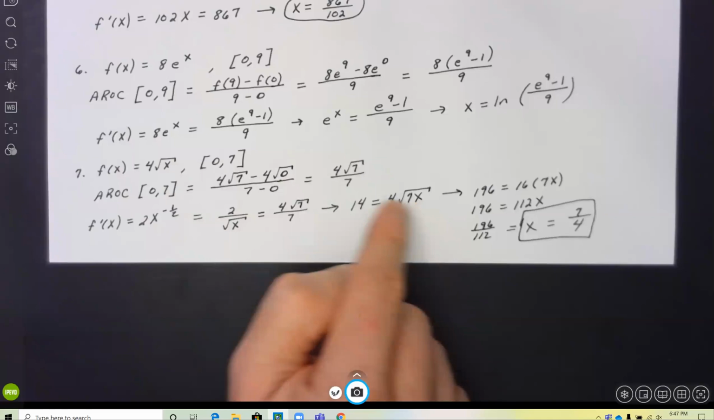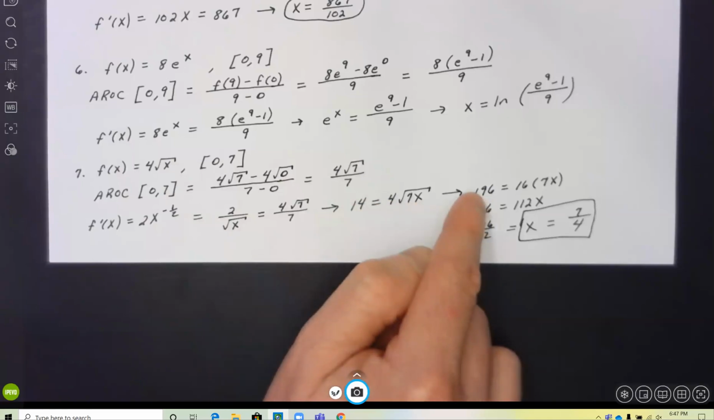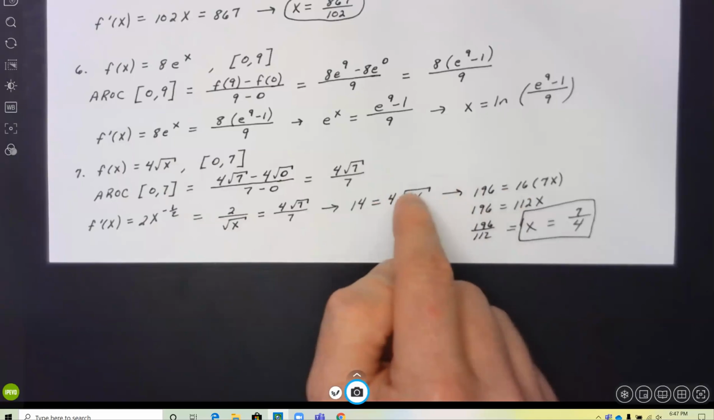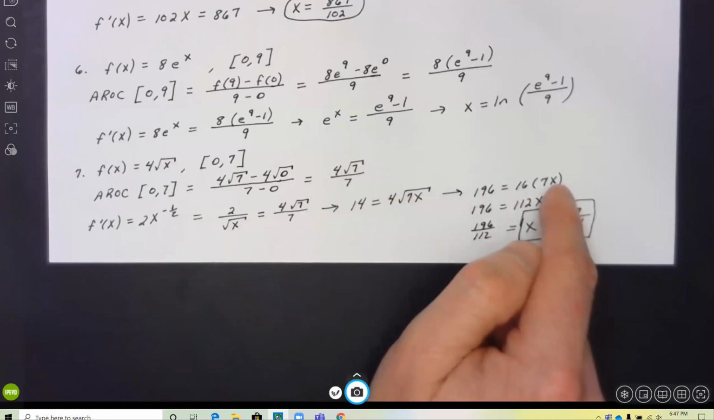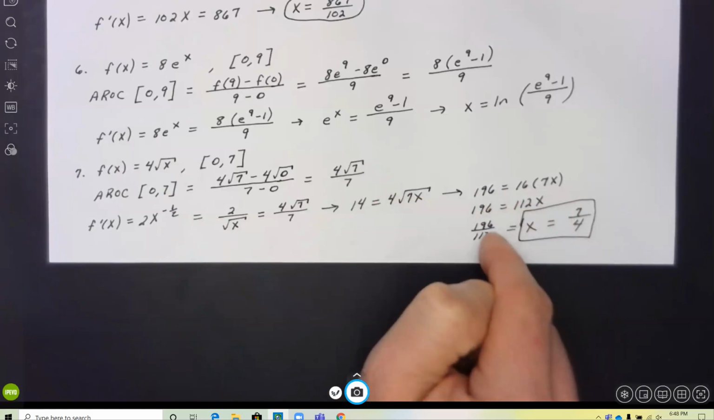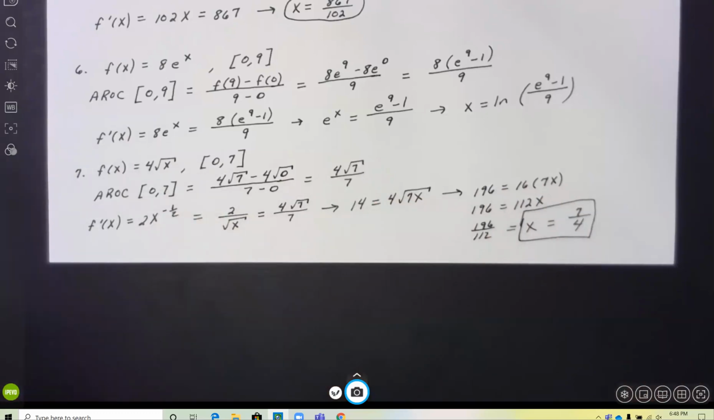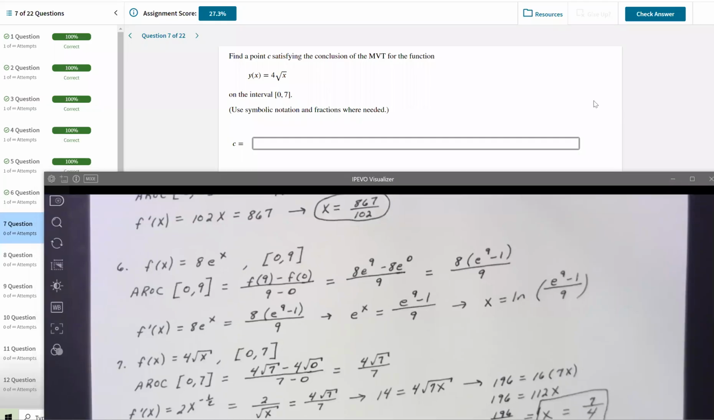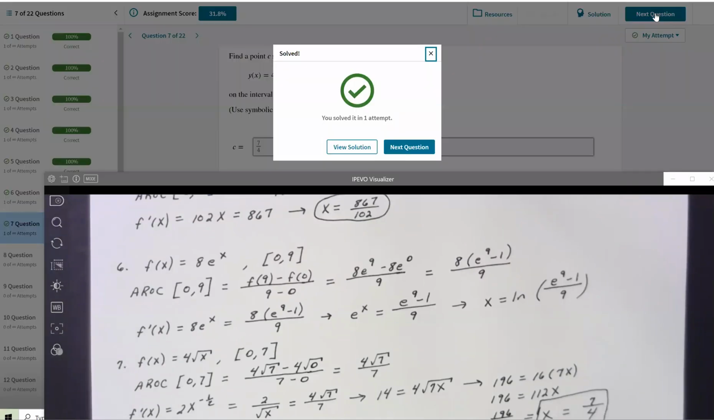From that, in order to solve, I needed to square both sides. 14 squared is 196. 4 squared, 16. The root squared just gave me 7x. Now, 16 times 7x was 112x. You solve for x by dividing by 112. And I just went to my calculator and asked, what's the reduced fraction for 196 over 112? It reduced down to 7 over 4, by a factor of 28, in fact. Now, in order to see this, I would just type in c is 7 over 4 here, and I will see that that answer is correct.